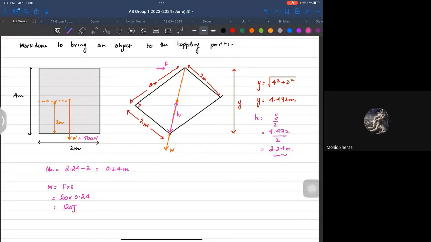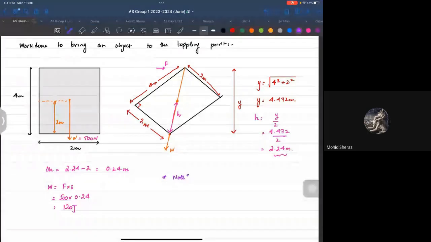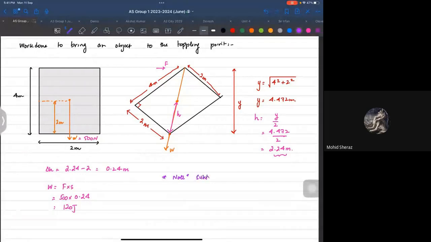So the basic idea of how we're finding work done is that you always subtract the height of the previous center of gravity from the new one, and that's how you can find the change in height. Do you guys understand what I've done here? Any questions? Let me know, please.